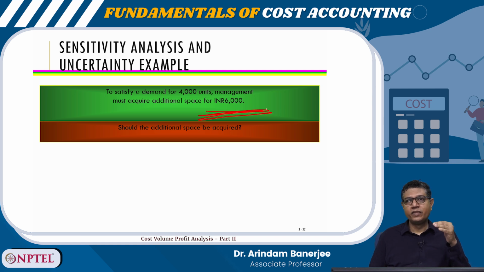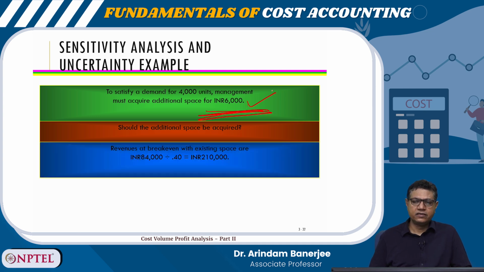Now, the question, third, is: if the demand increases, if they go for ad or some other props, do the company have the adequate production capacity? Now, it is saying that additional space is required. This additional space has additional cost. So, should the company go for additional space?